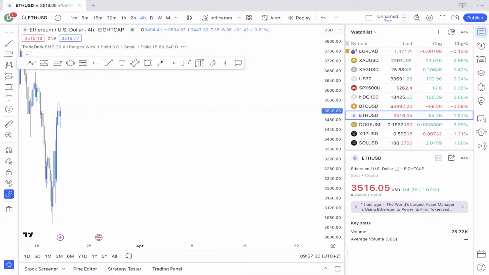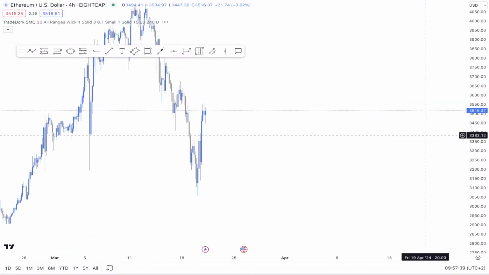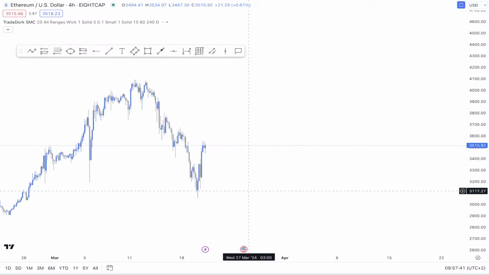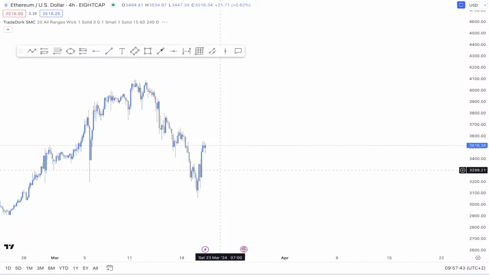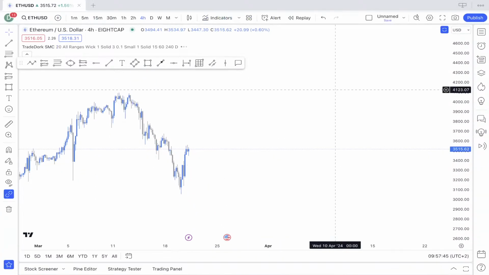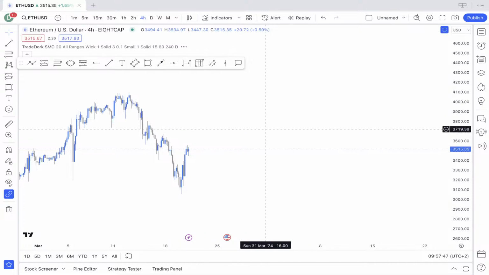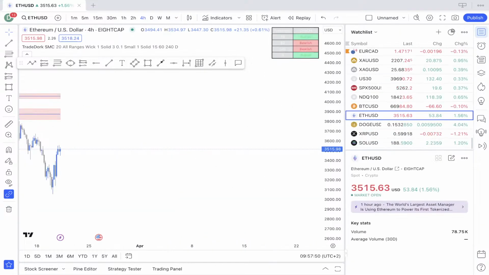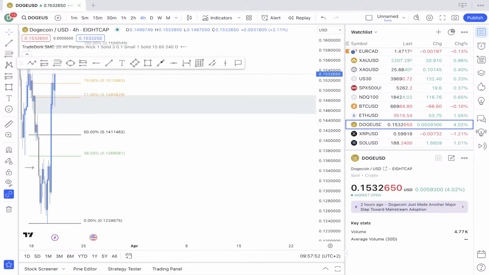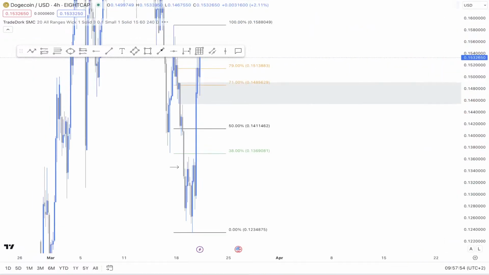Next up, we have Ethereum. And on Ethereum, I couldn't identify a new setup. Hence why we won't waste any time on it and move on to the next crypto. Because as always, whenever I don't see a setup, I just leave the price as is. I just leave the chart as is and wait for some fresh structure to develop.